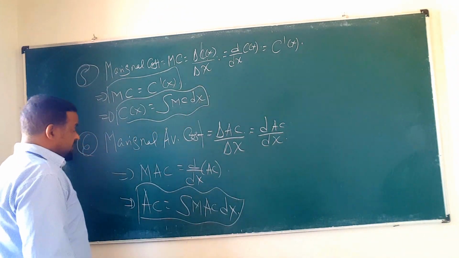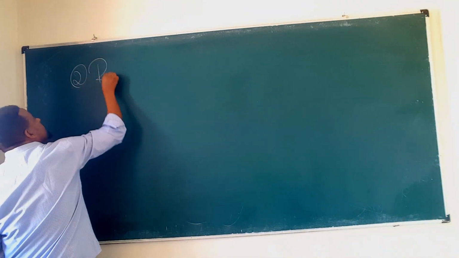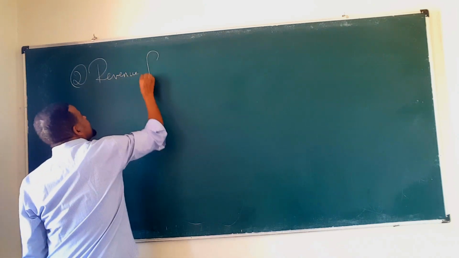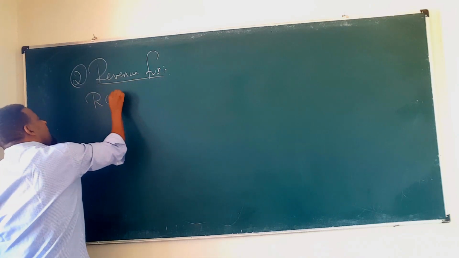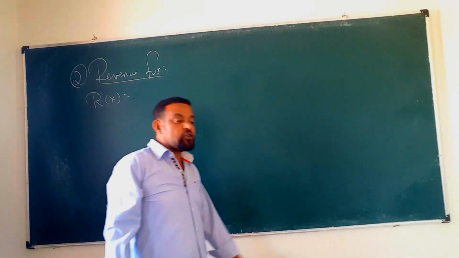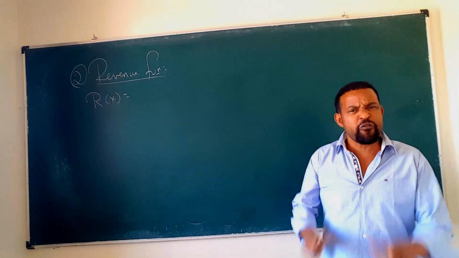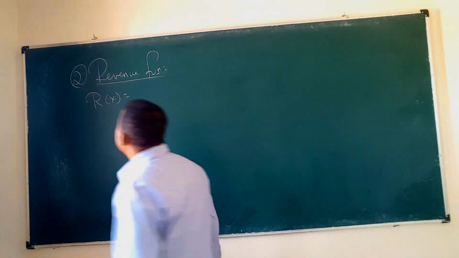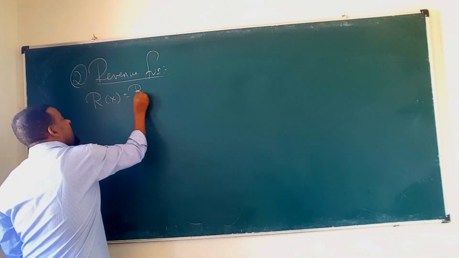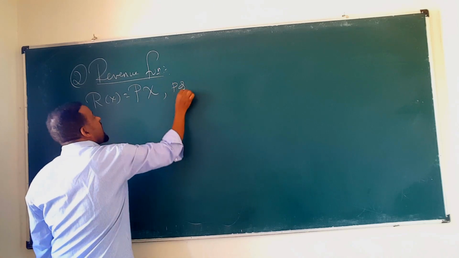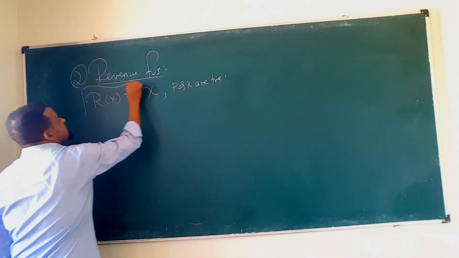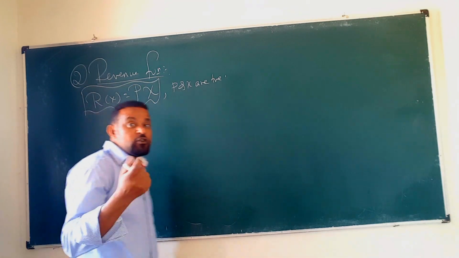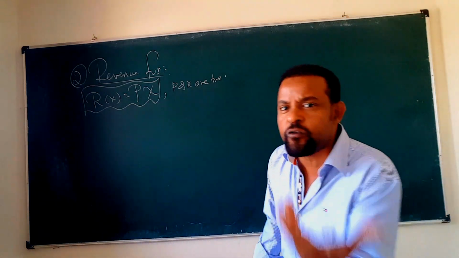So the next terminology that we should recall is the revenue function, which is denoted by R of X. If X units of a product are sold at a price of P per unit, then this revenue function is defined by that price times X. Of course, this P and X are positive. So the revenue function is given by the price of each unit times the number of units sold.